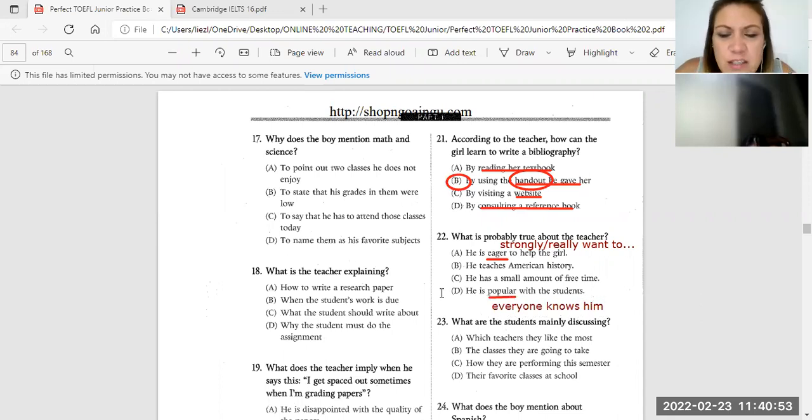Okay. What do you think the answer is here? I can play it to you again, but I just want to see where your thoughts are. Do you think he really wanted to help the girl? Do you think he teaches American history? Do you think that he doesn't have free time? Or do you think everybody knows him? What's true about the teacher?